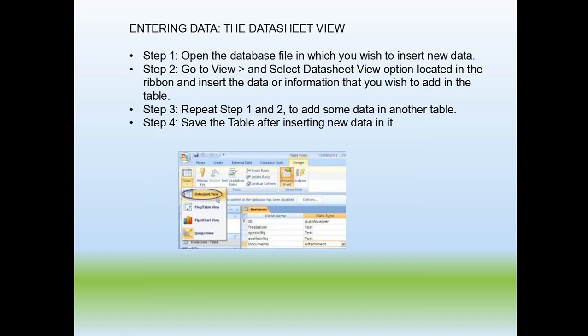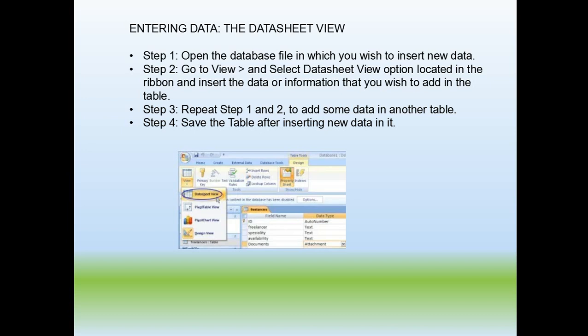Now the next topic is entering data in datasheet view. The steps are as follows. Open the database file in which you wish to insert new data. First of all, we have to open datasheet view. Then go to View and select the Datasheet View option located in the ribbon and insert the data or information that you wish to add in the table.